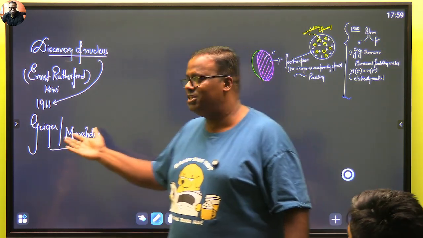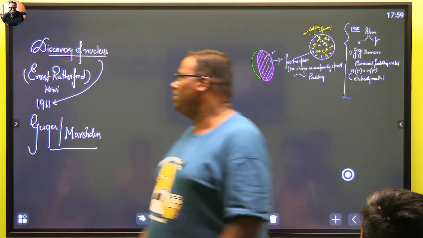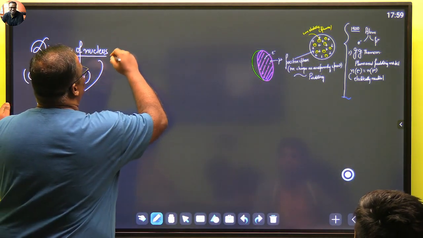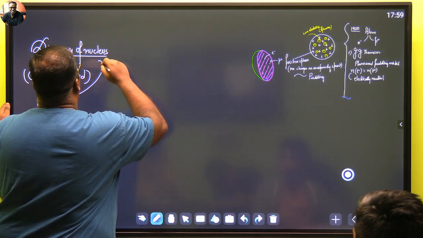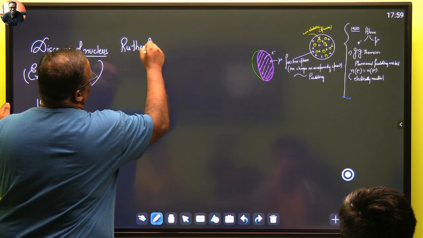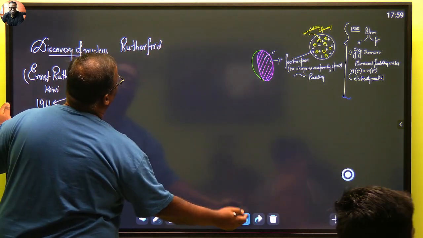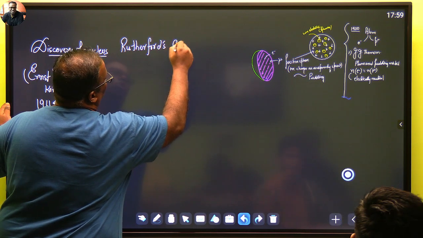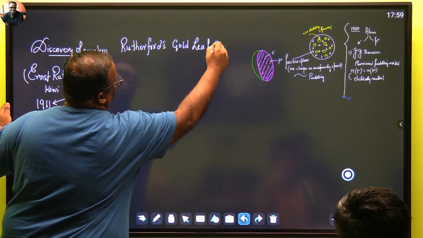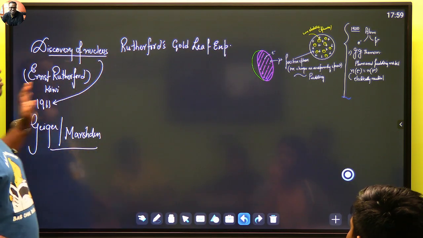But in this company there were two young scientists whose names were Geiger and Marsden. They were actually doing an experiment, and that experiment is very famously known as Rutherford's, and Rutherford stuck his name on it. Rutherford's gold leaf experiment. Let's see this experiment in detail now.